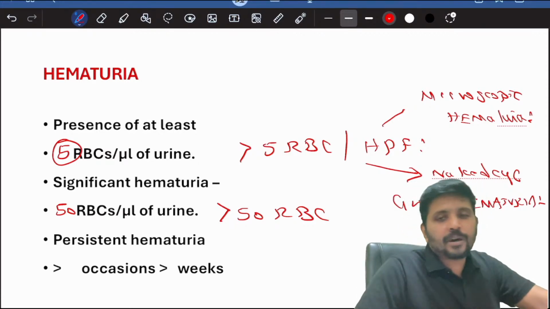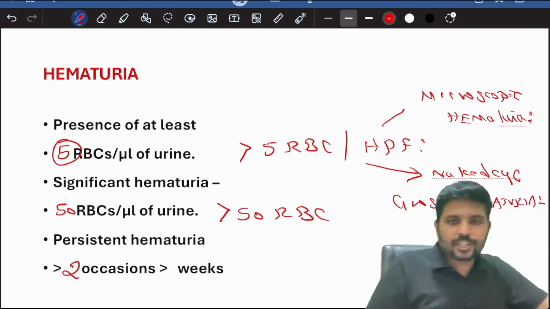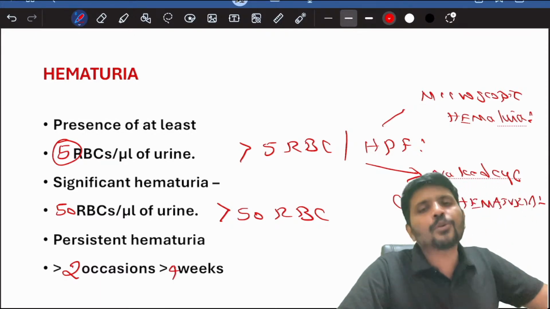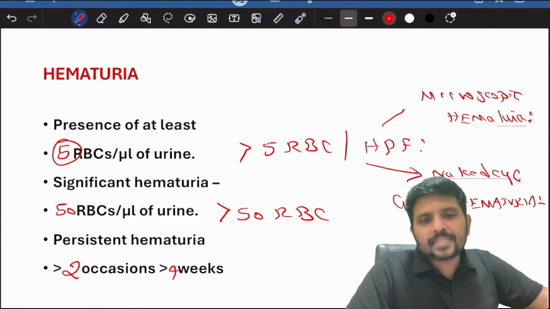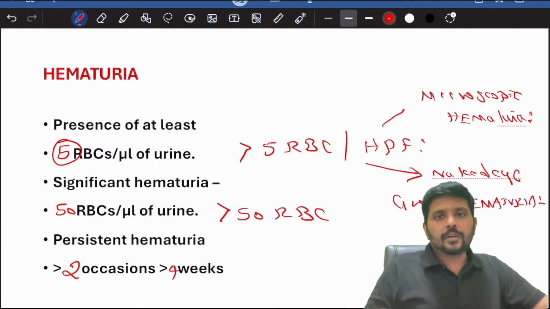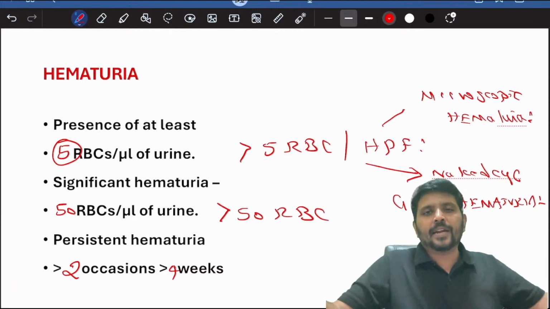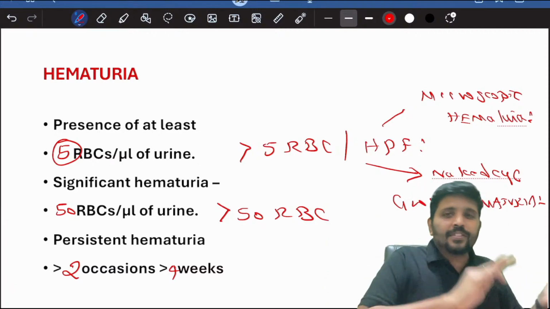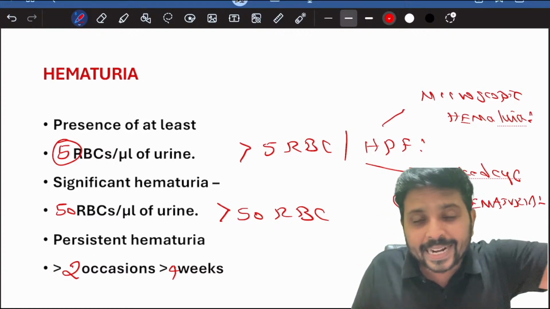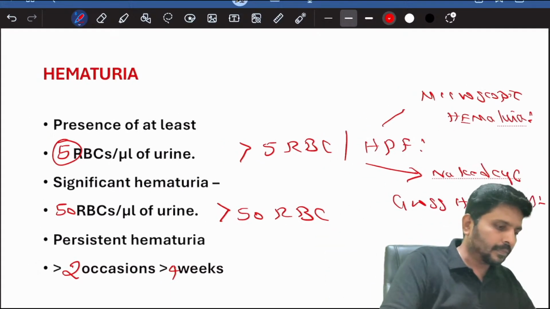Then what is called persistent hematuria? Persistent hematuria means on 2 or more occasions during a period of 4 weeks, if hematuria continues to occur, then it is called persistent hematuria. That means you need to document RBCs in urine 2 or more times during a period of 4 weeks. If the interval between 2 episodes of hematuria is more than 4 weeks, then it is called recurrent hematuria. The causes are different. Right.